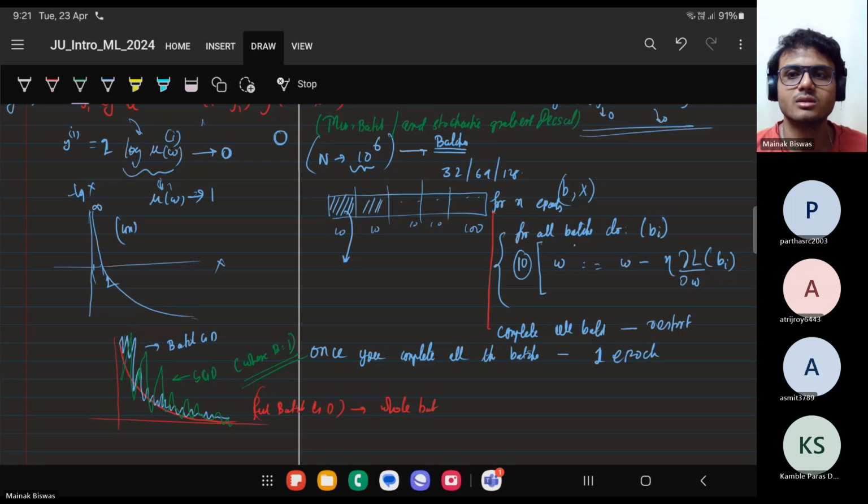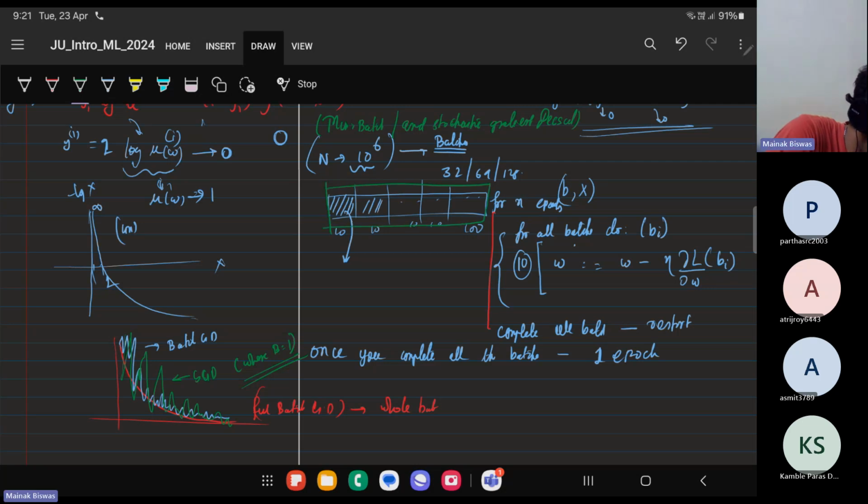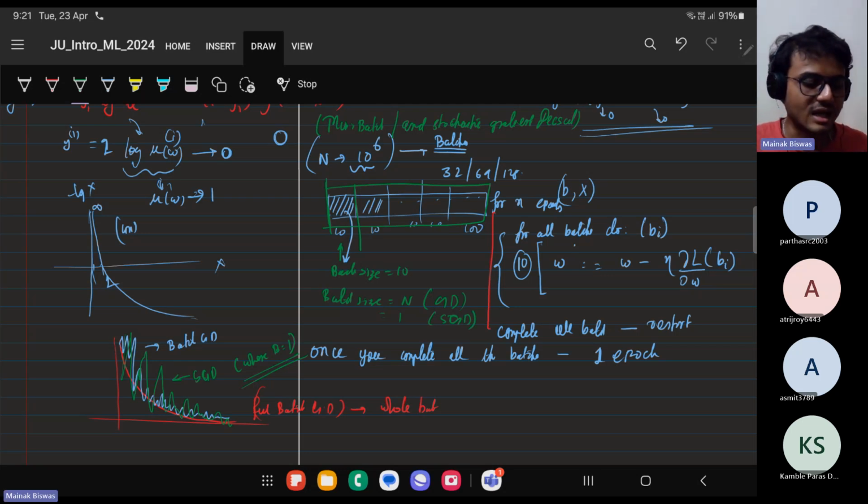Is it okay? After one epoch, you will train with these batches again, dividing the same way. Exactly. So normally, if the batch size was equal to n, this is called the batch size. Batch size is equal to 10 over here. If batch size was equal to n, then it is just normal gradient descent. If batch size is equal to 1, it is stochastic gradient descent. We'll see why.